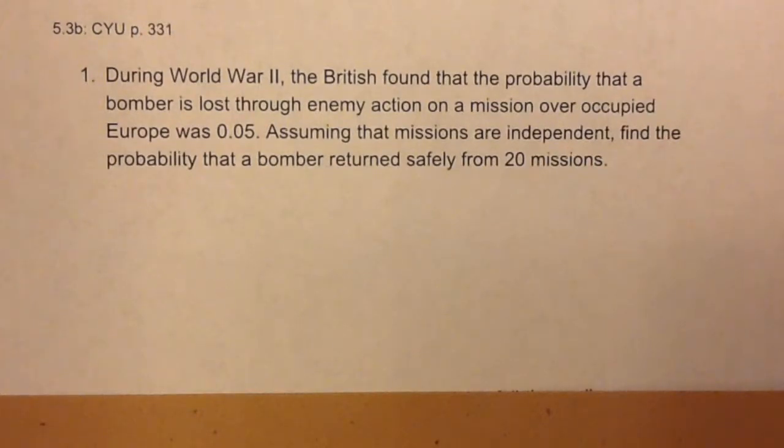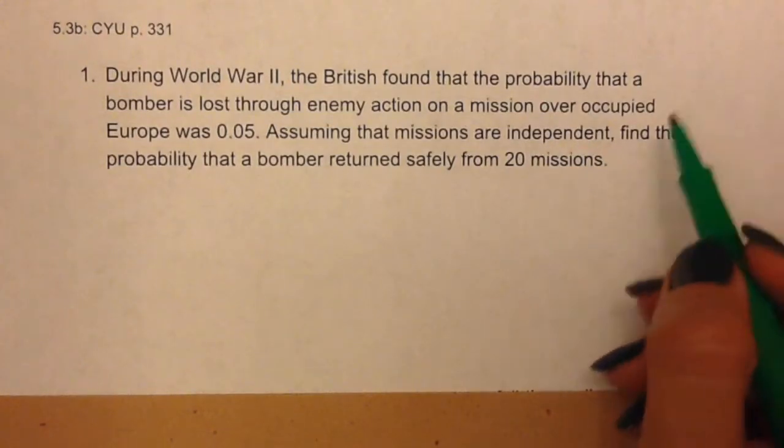This is our last video in Chapter 5. I'm working on the Check Your Understanding on page 331. During World War II, the British found that the probability that a bomber is lost through enemy action on a mission over occupied Europe was 0.05. Assuming that missions are independent, find the probability that a bomber returns safely from 20 missions.